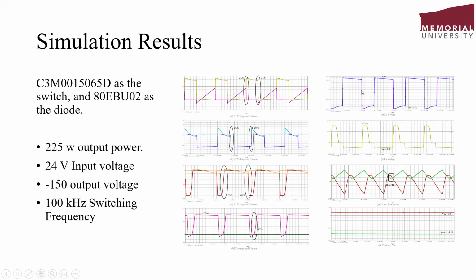Here we have the voltage across the input inductor, here we have the voltage across the output inductor, and here we have the input and output inductor currents. As you can see here, the difference that we talked about between the Lo current and Li current is observable here. Here we have the output voltage, which is minus 150, and input voltage is 24.